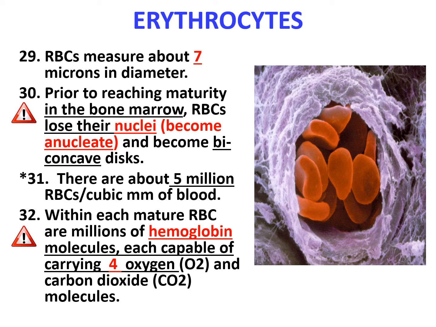There's about 5 million RBCs per cubic millimeter of blood. Very small, a lot of them. Within each mature RBC are millions of hemoglobin molecules, okay? So each one of these molecules is capable of carrying 4 oxygen and 4 carbon dioxide molecules, okay, for each one of those hemoglobin molecules. That's a lot of oxygen carrying power, right?